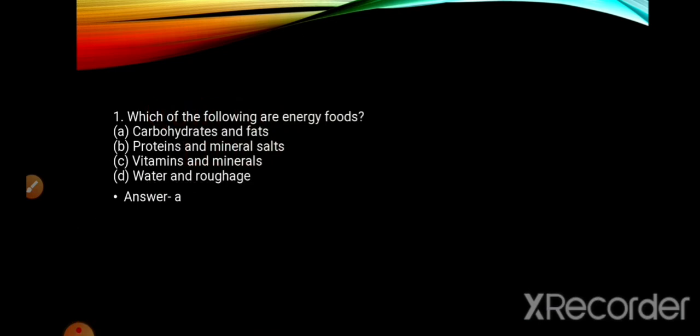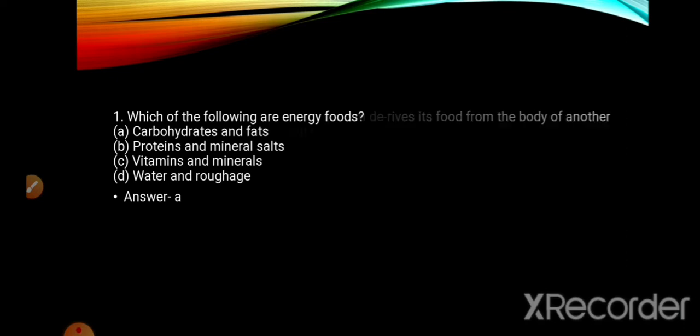So the first question is, which of the following are energy foods? Option A is carbohydrate and fat, B is protein and mineral salt, then vitamins and mineral, and water and roughage. So the first is the correct answer, that is carbohydrate and fat. They will give instant energy to our body. So this is called the energy foods.